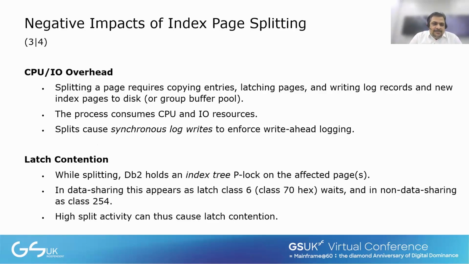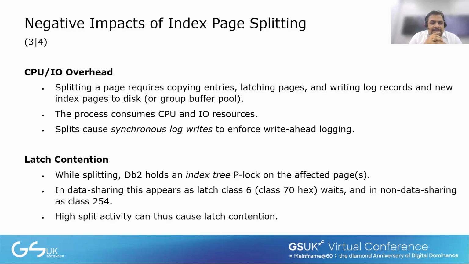CPU and IO overhead. Splitting a page requires you to copy entries from one page to another page. You have to latch and lock pages. You have to write logs. You have to create new index pages to the disk or to the GBP. So this whole process consumes a lot of CPU and IOs. It is very CPU consuming. It is an overhead, and the splits cause synchronous log writes. So that is also an overhead.